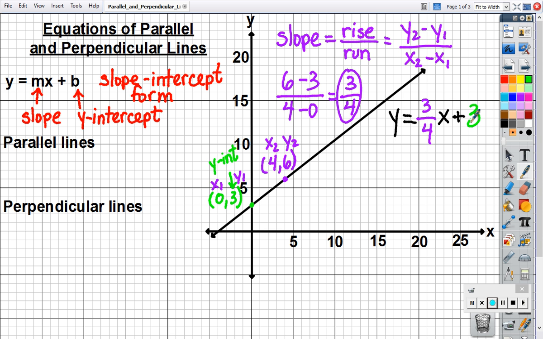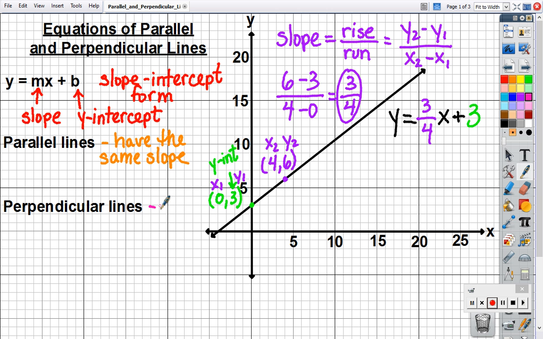That was pretty easy. There's my equation. Now recall from yesterday that we learned that parallel lines have the same slope. So if I had a line that was parallel to this, the slope would be the same. It'd still be 3/4. This is going to make my life really easy.